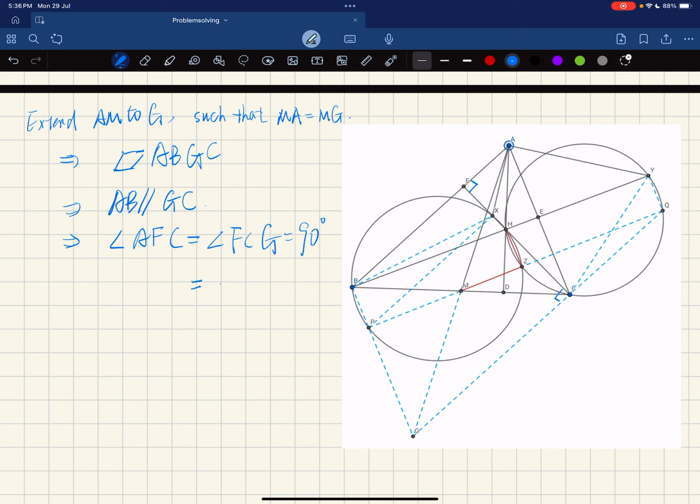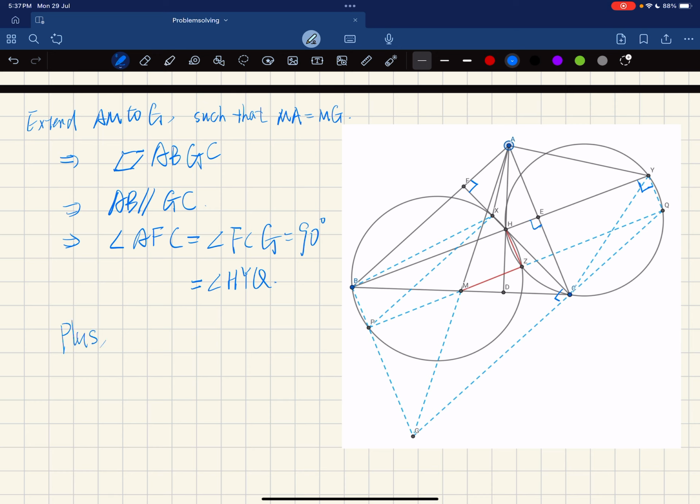And that means the angle, since the angle FCG equals the angle HYQ, so the angle HYQ is also a right angle. Angle HYQ. So what can we get from that? Obviously, we have another perpendicular line. It is here.